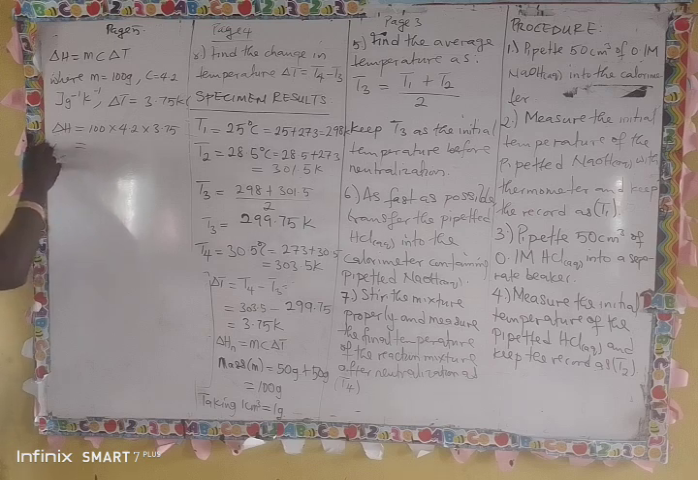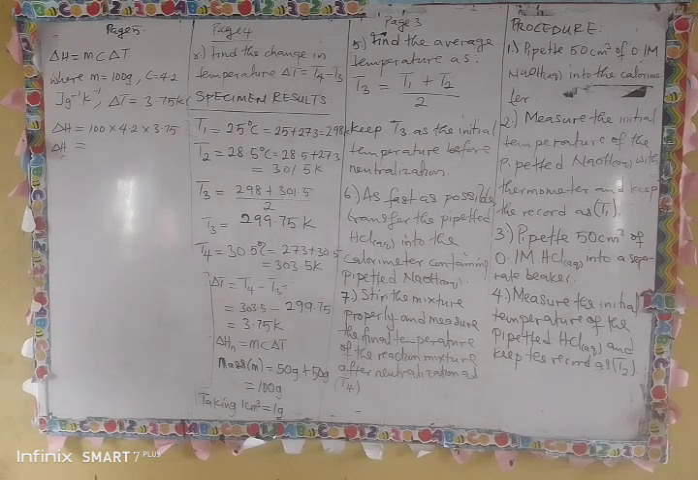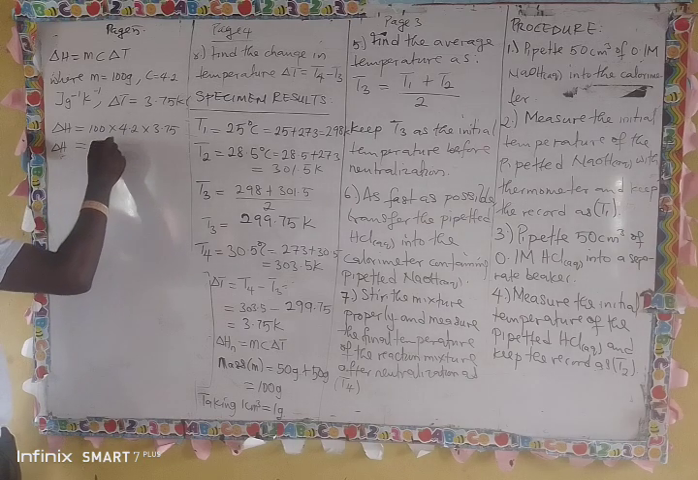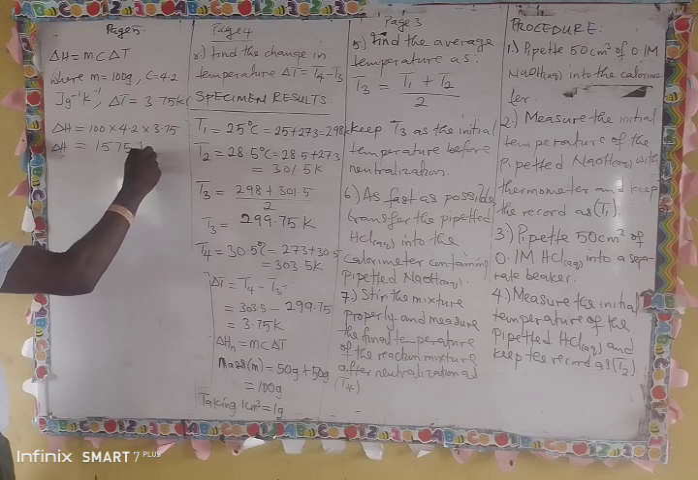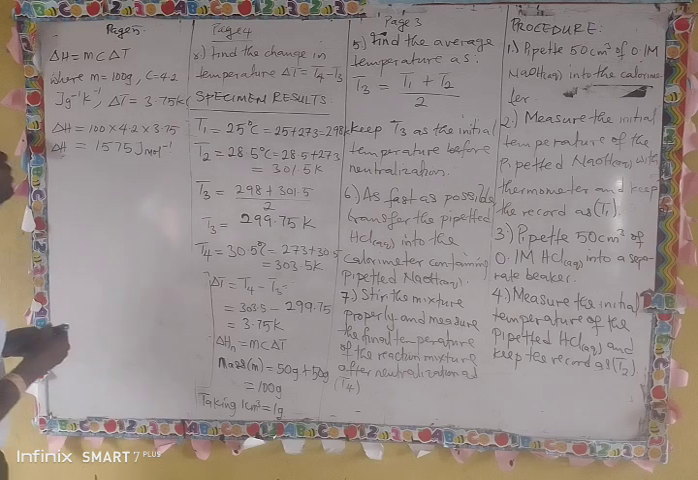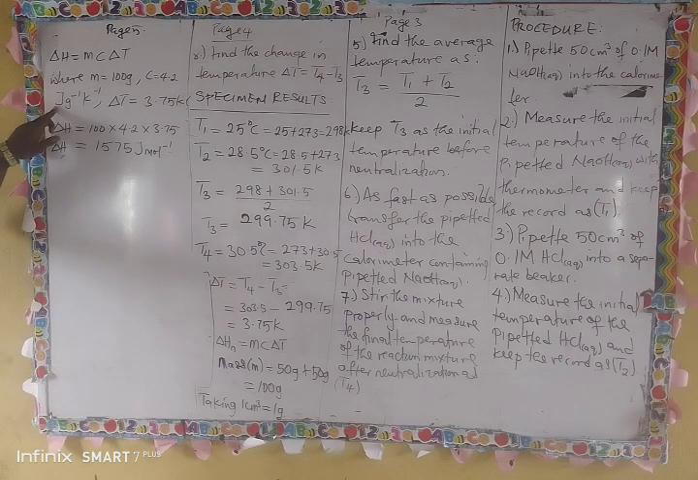Multiply these numbers and give me the answer. 1575. Yes, this is joule. Why do we say it's joule? Because the specific heat capacity you use is joule per gram per Kelvin. Are we together?